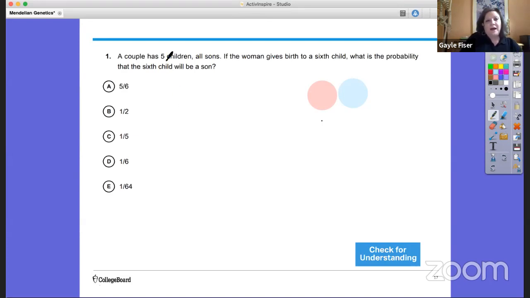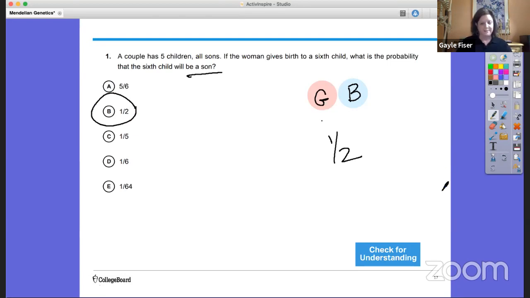We have 5 children, all sons. If the woman gives birth to a 6th child, what is the probability that the 6th child will be a son? So if we started off with this is the possibility of being a girl, and this is the possibility of being a boy, then what's the probability of being a boy? It's half of these, right? Okay. So that's just, I know, easy breezy, just getting us started.